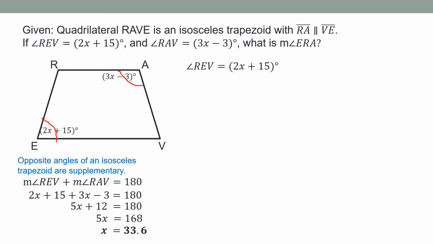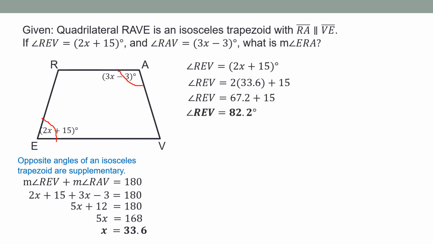Now, solve for the angle REB first. Angle REB is equal to 2x plus 15. Substitute the value of x. Measure angle REB is equal to 2 times 33.6 plus 15. 2 times 33.6 is equal to 67.2 plus 15. Measure angle REB is equal to 82.2 degrees. Don't forget the degrees symbol.